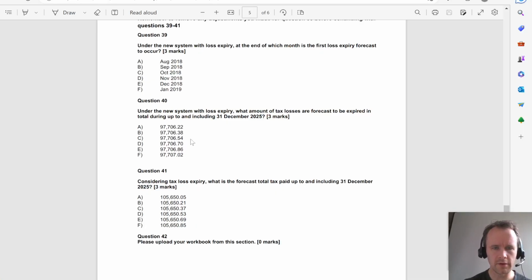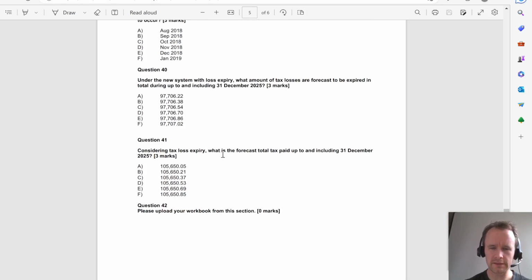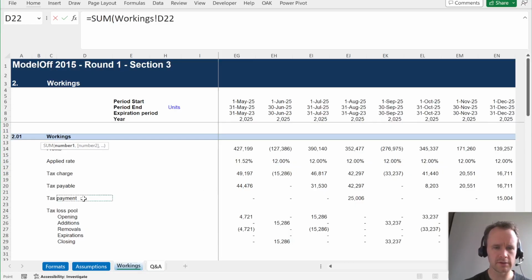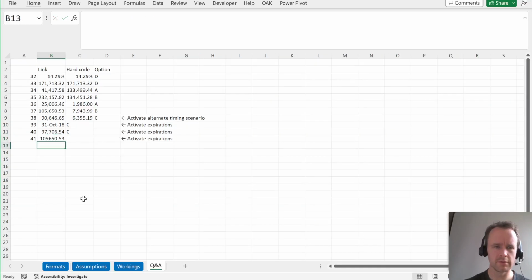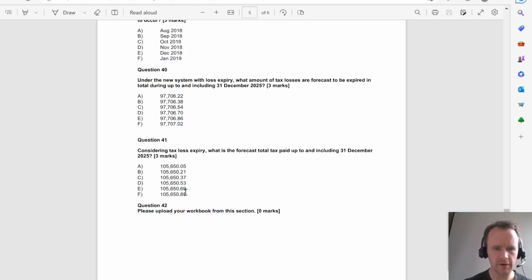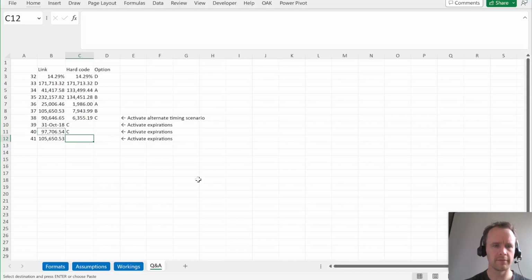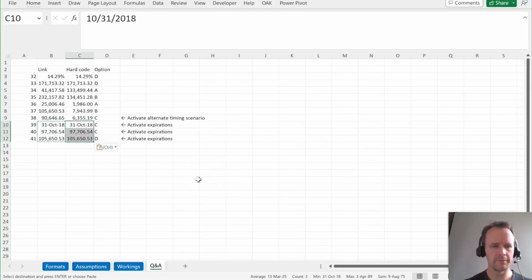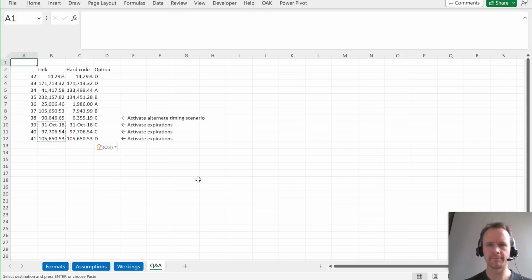97706.54. That's C. Good. And finally, considering tax loss expiry, total tax paid forecast up until 2025. Fine. So sum of tax payments: 105,650.53. Hooray! Check that. And that is D. These are here. Okay. That's all I got for today.